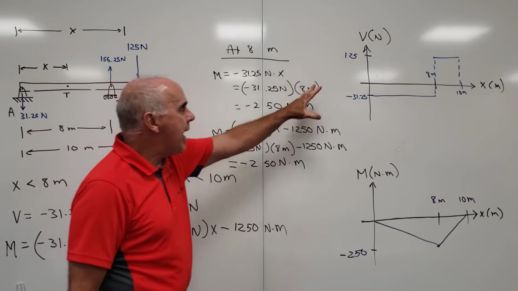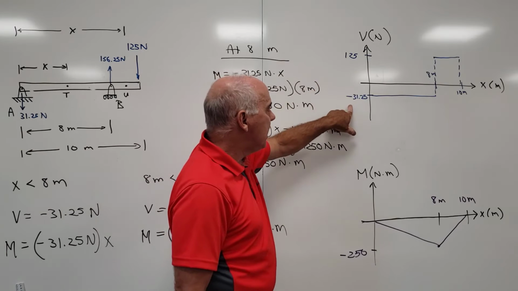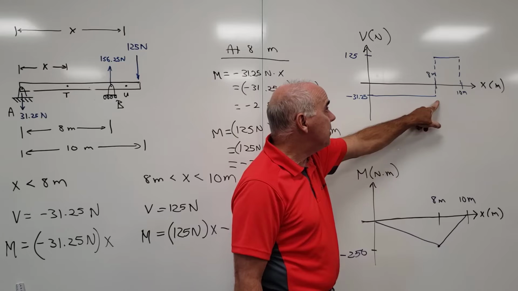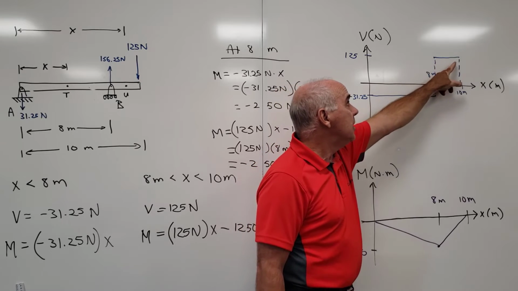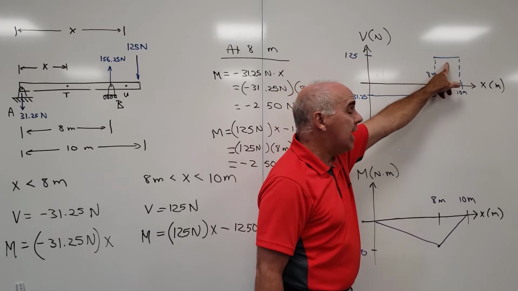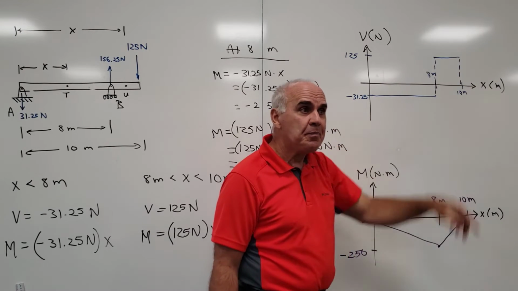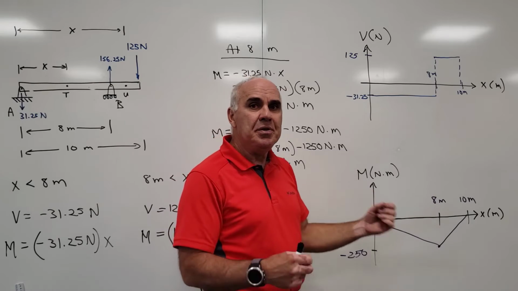So when I go to graph the shear force function, it's at minus 3125 right up until I reach the 8 meters, and then I pop up to 125 newtons at that 8 meter mark until I get to the end, and then it will drop back down to 0. Okay, so there's a discontinuity there.